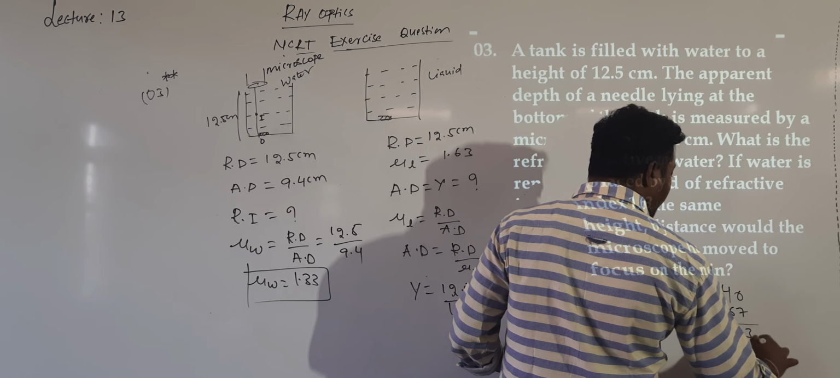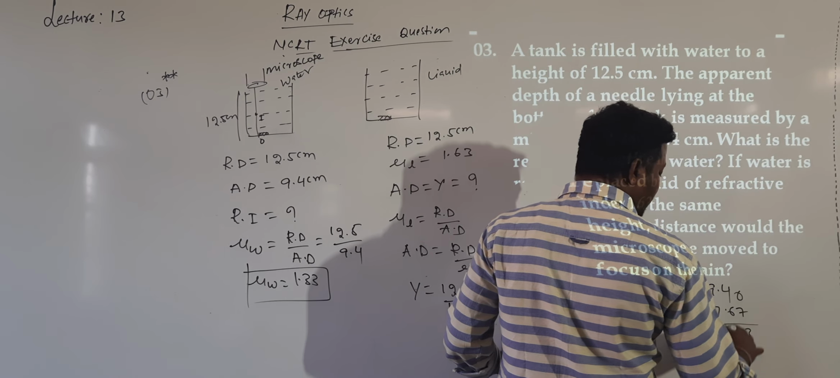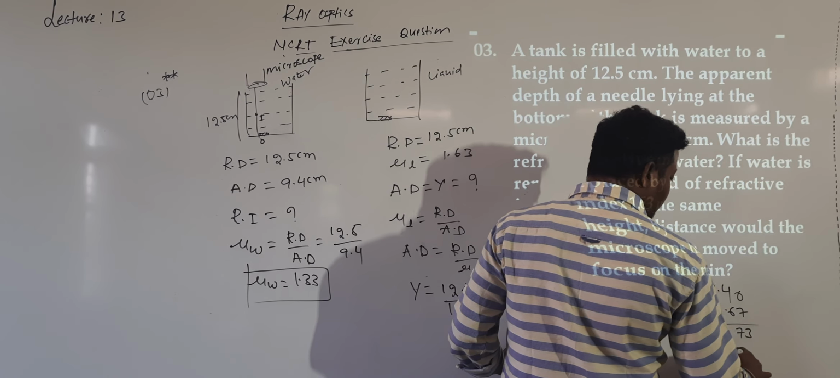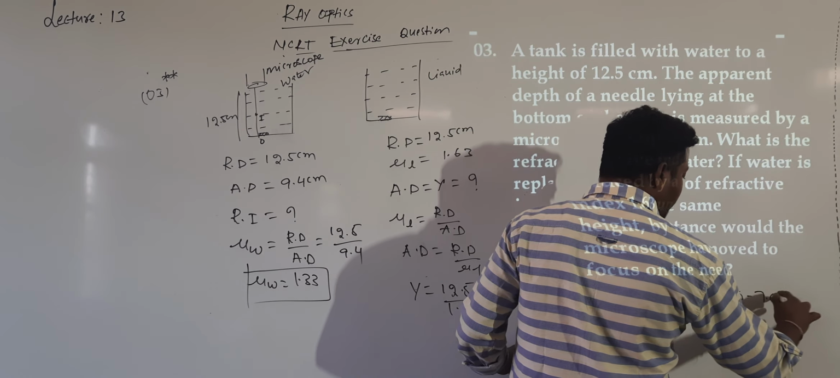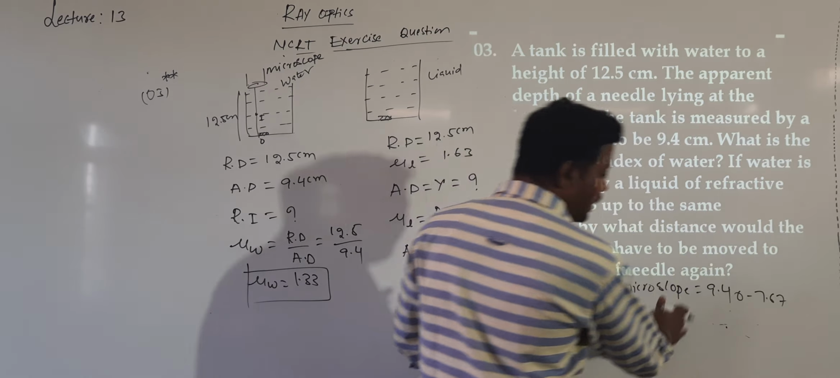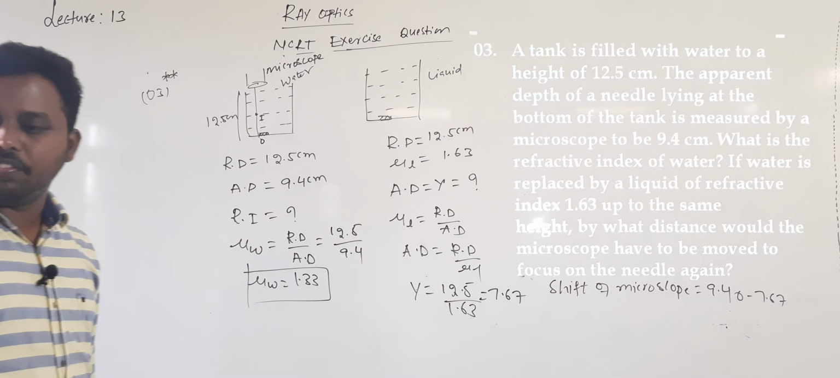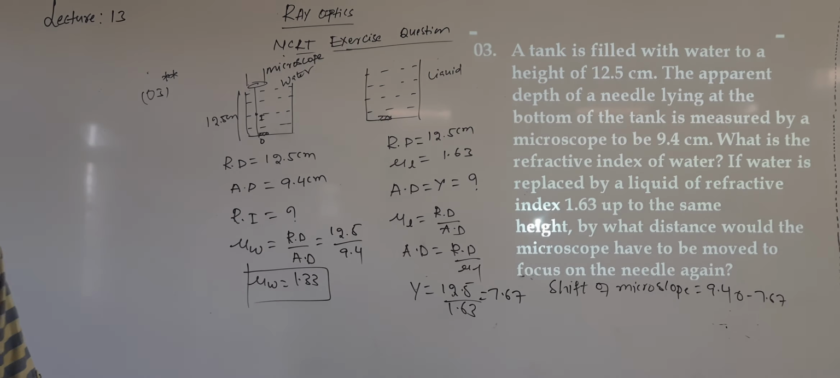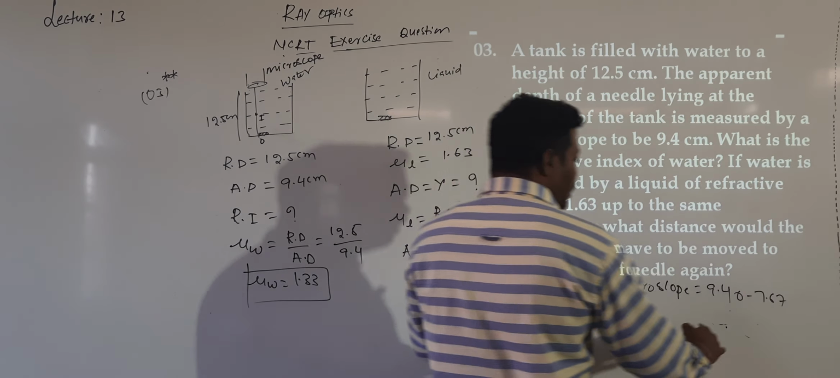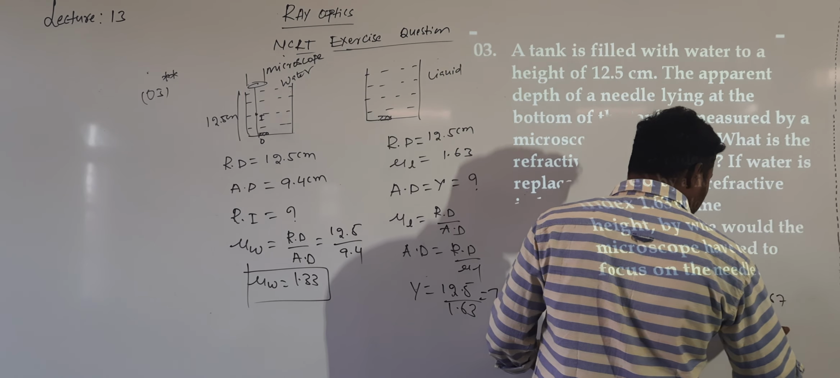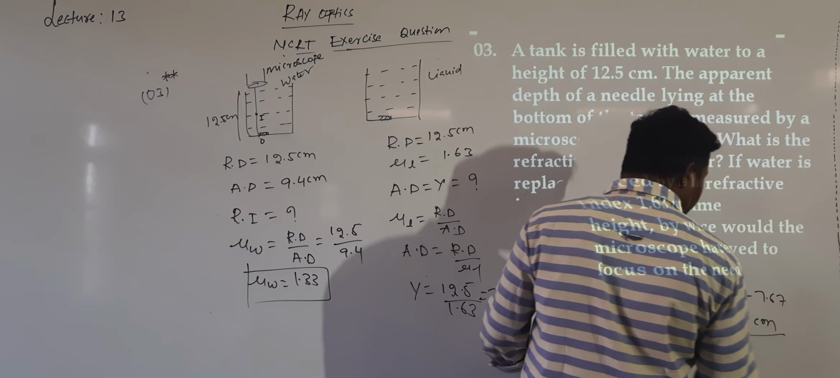So what will I get? Doing the subtraction, that is a value of 1.73. 1.73. Question understood? Once you check.